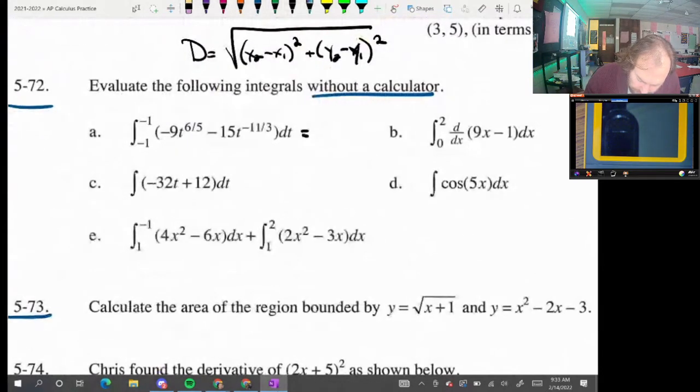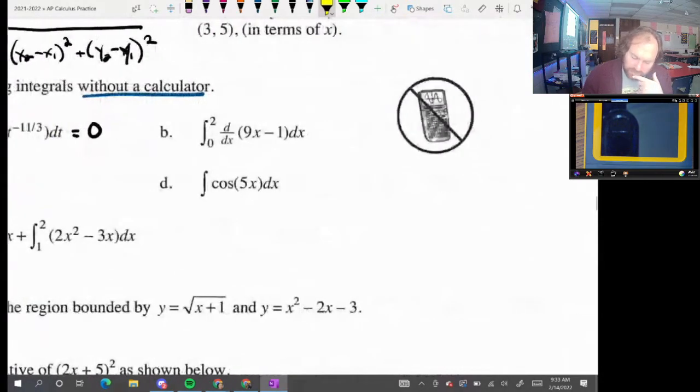It's 0. It does not matter what you get for the inside part. You're taking the integral from -1 to -1, and that's just going to make the whole thing 0. So not much to worry about there. Question B is also going to be relatively easy. We just need to think carefully about how we do this.